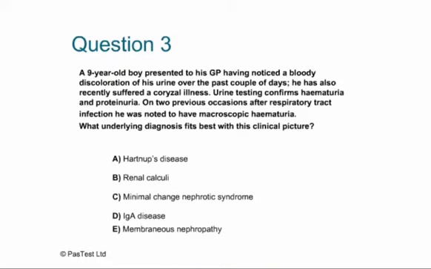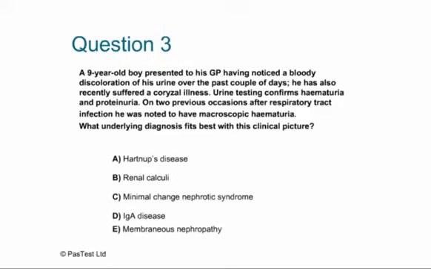Question 3. A 9-year-old boy presents to his GP having noticed a bloody discoloration of his urine over the past couple of days. He has also suffered recently a coryzal illness. Urine testing confirms hematuria and proteinuria, and on 2 previous occasions after respiratory tract infections he was noted to have macroscopic hematuria. What underlying diagnosis best fits this clinical picture? This is a best of 5, and the responses are A. Hartnup's disease, B. Renal calculi, C. Minimal change nephrotic syndrome, D. IgA disease, or E. Membranous nephropathy.